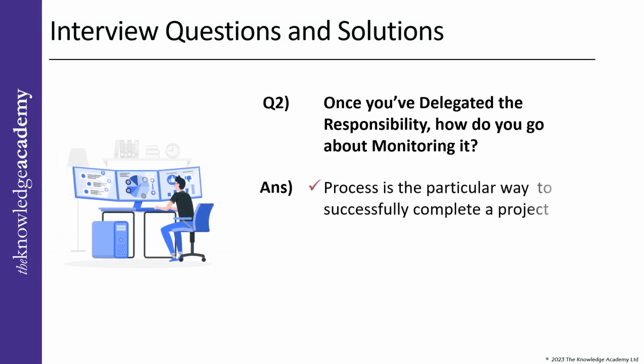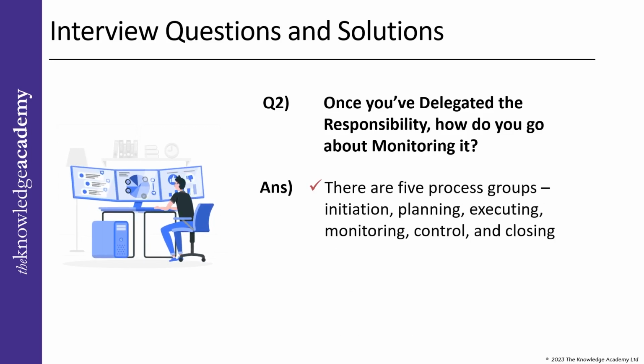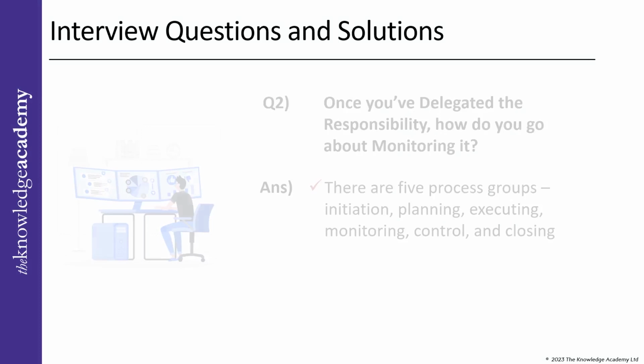Answer. A process is a particular way tasks are done to successfully complete a project. Process groups are groups of processes that take place at different stages of a project. There are 5 process groups: initiation, planning, execution, monitoring and controlling, and closing.